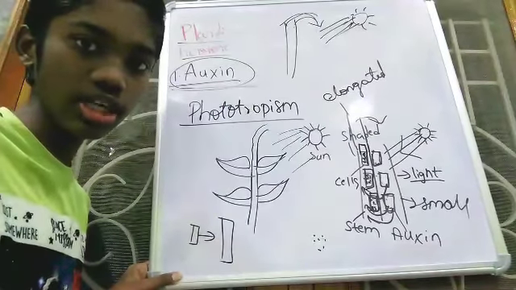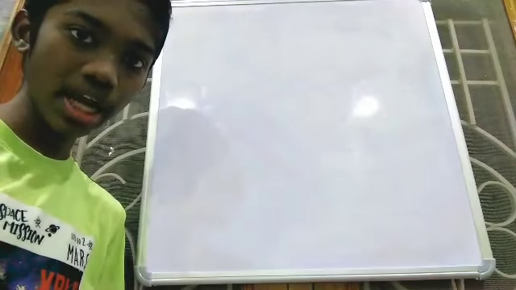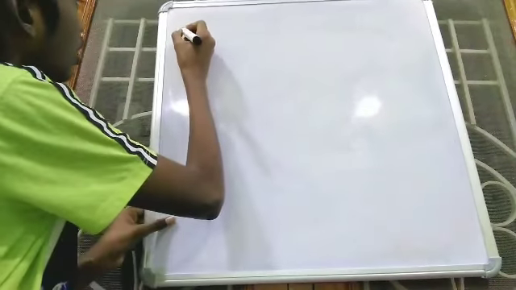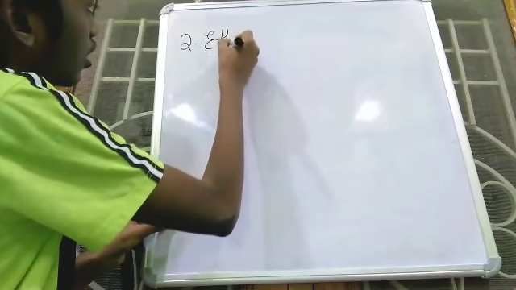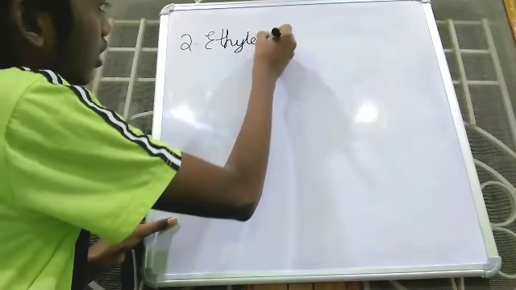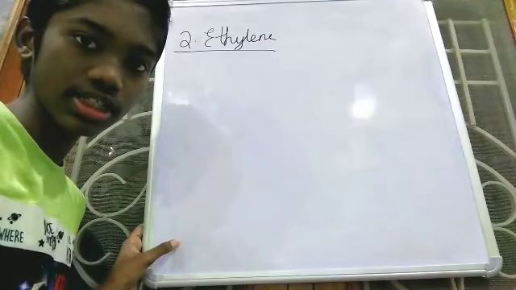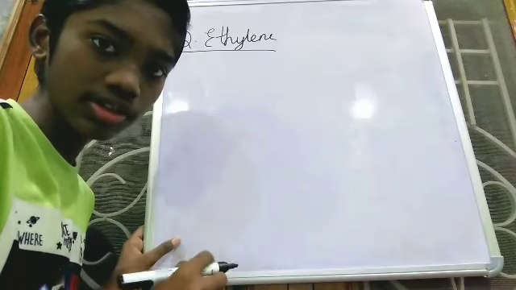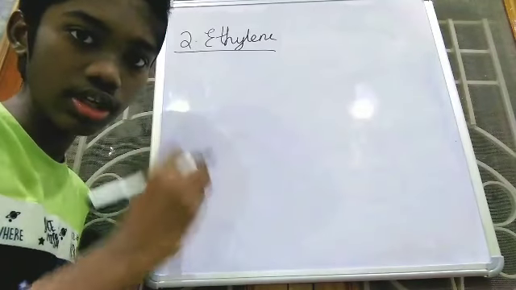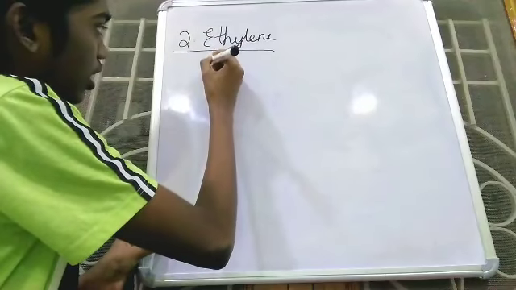Now let us move to the second plant hormone. Friends, the second plant hormone is ethylene. Ethylene is a plant hormone. It has a single function, that is ripening of fruits. The process of ripening of fruits is done with the plant hormone ethylene.